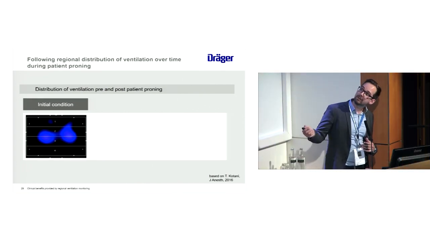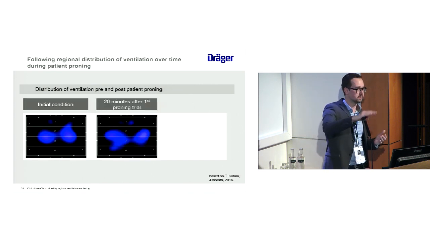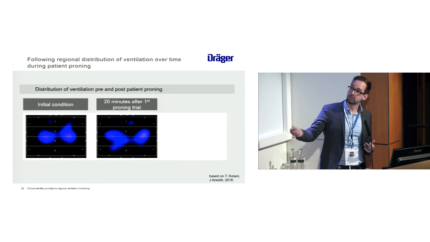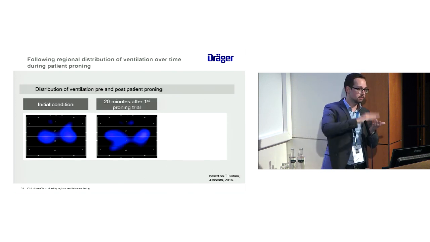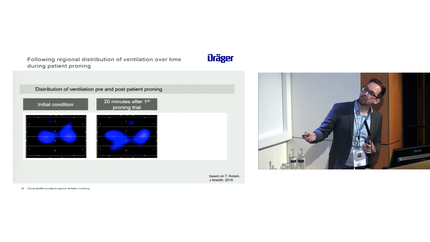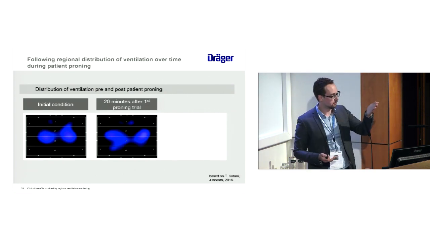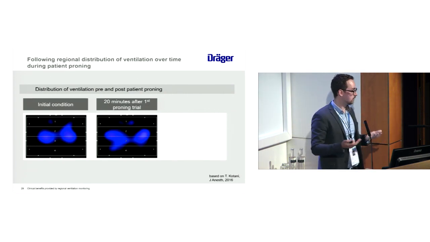However, 20 minutes after the first proning trial, so we proned the patient for a couple of hours and then put him back in supine and then made this measurement, you could actually see that simply by proning the patient and then looking at him again, we had more ventilation also in the dorsal part of the lung, which is basically the region of the lung that we wanted to improve.